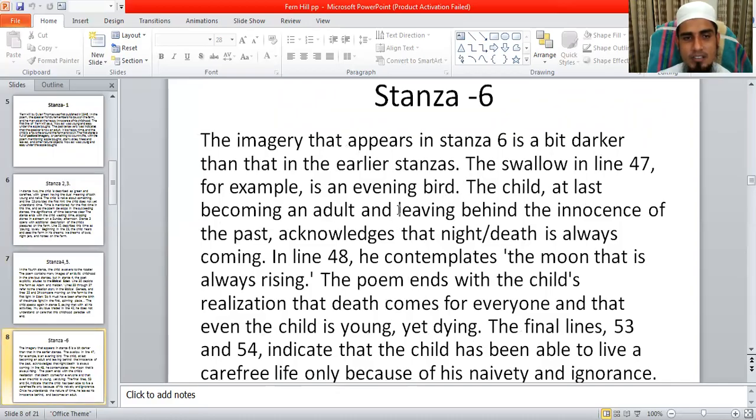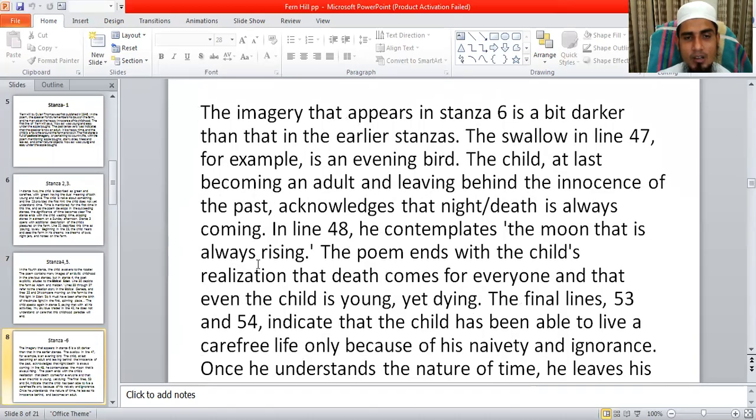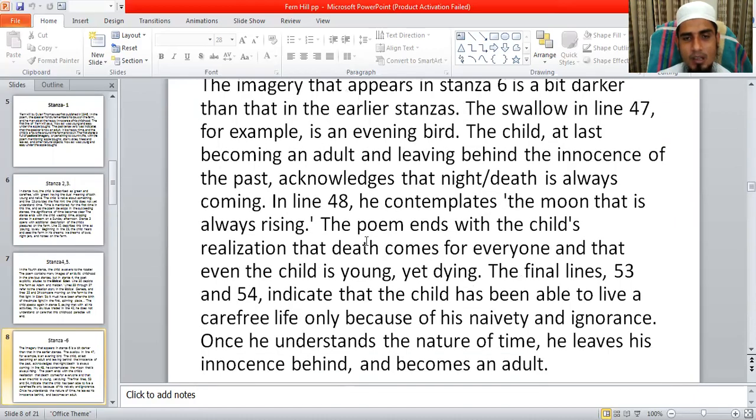So the child, at last becoming an adult and leaving behind the innocence of the past, acknowledges that night, death, is always coming. So in line 48, he contemplates the moon that is always rising. So the poem ends with the child's realization. My dear students, the final stanza is very much important for this idea because the poem ends with the child's realization that death comes for everyone and that even the child is young yet dying. Though he is young yet dying, the childhood period is young now but it is dying.